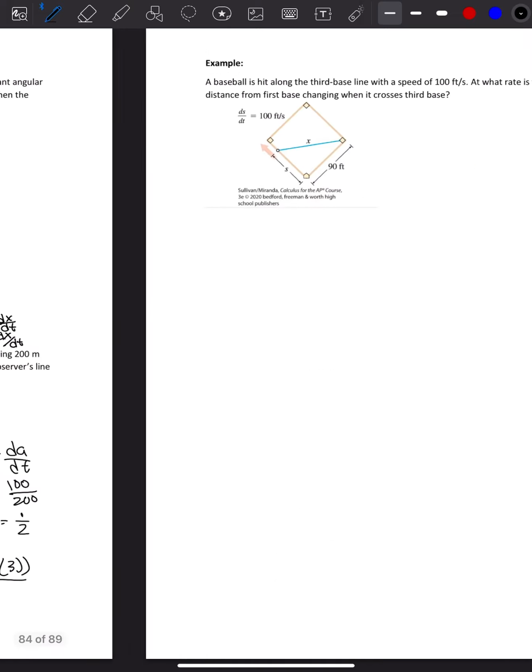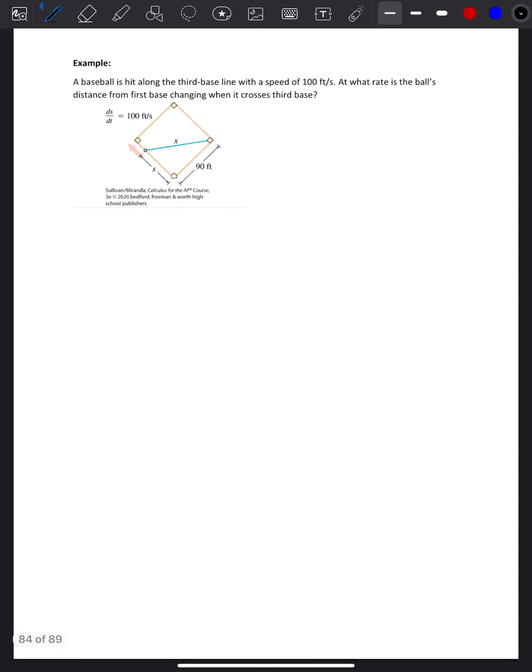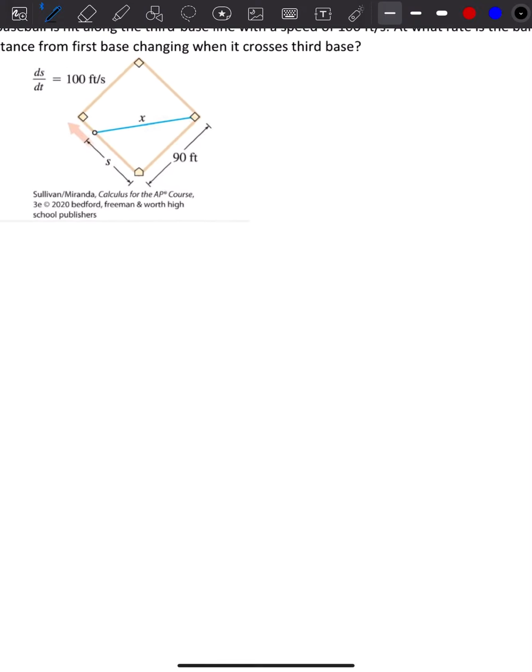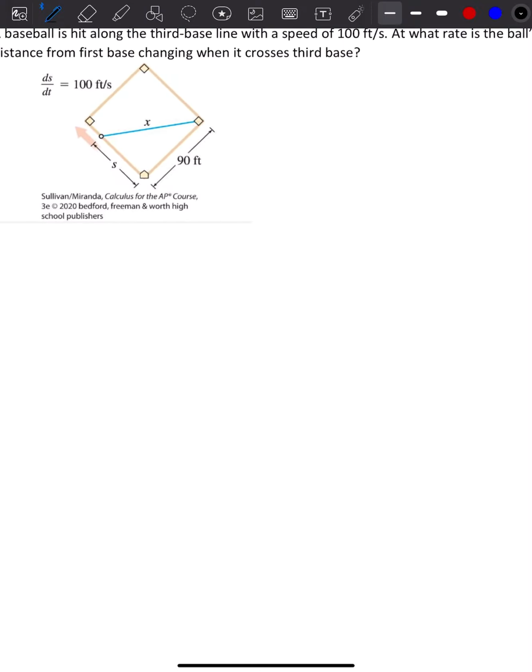Okay, we have one more here. So, a baseball is hit along the third base line with a speed of 100 feet per second. At what rate is the ball's distance from first base changing when it crosses third base? So we're going to be looking at this as a right triangle. So when it crosses third base, it's going to be crossing over here.